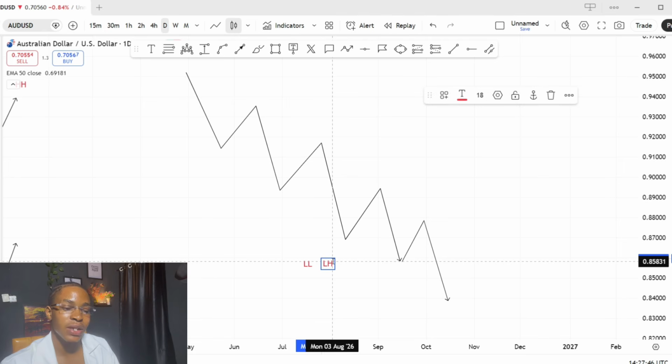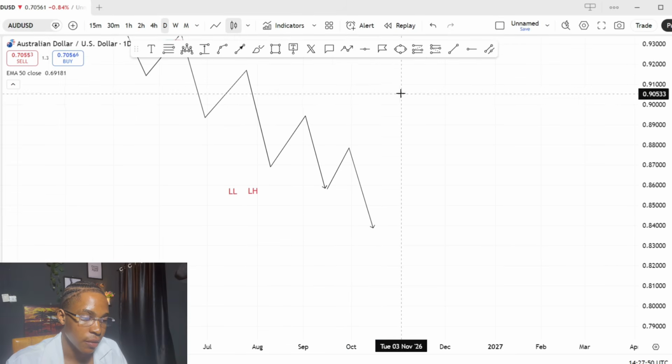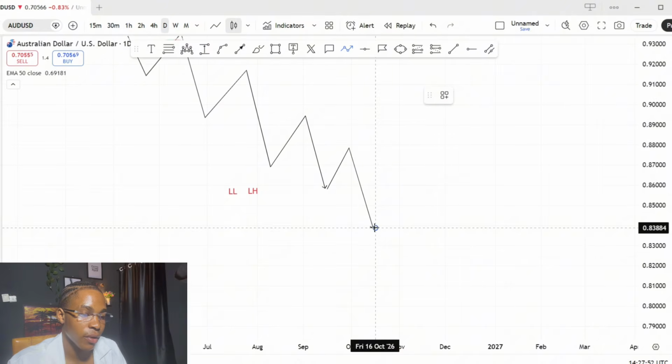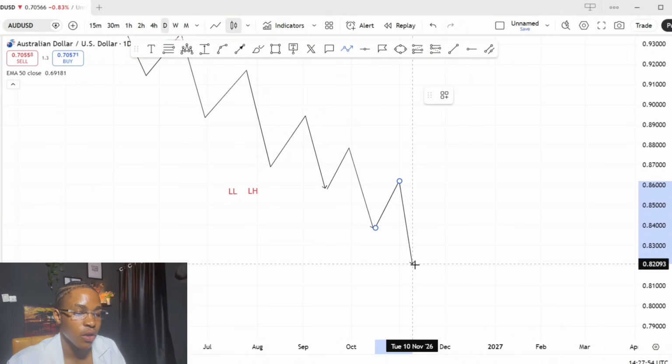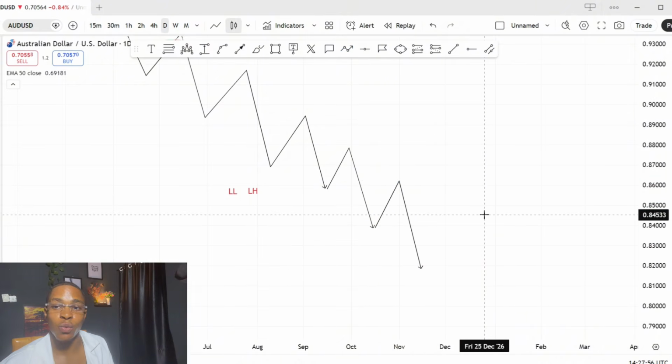I want you guys to guess where the current lower high is and where the current lower low is, just by looking at this chart alone. I'm giving you 5 seconds. 1, 2, 3, 4, 5.